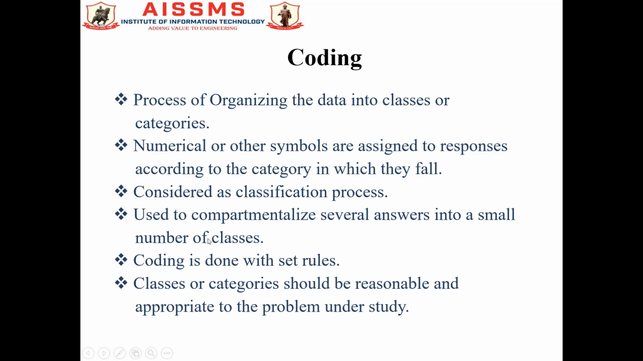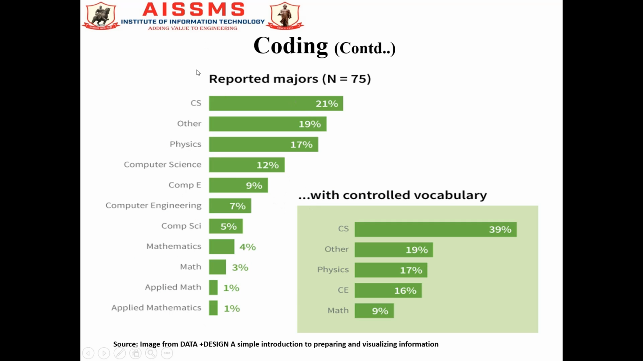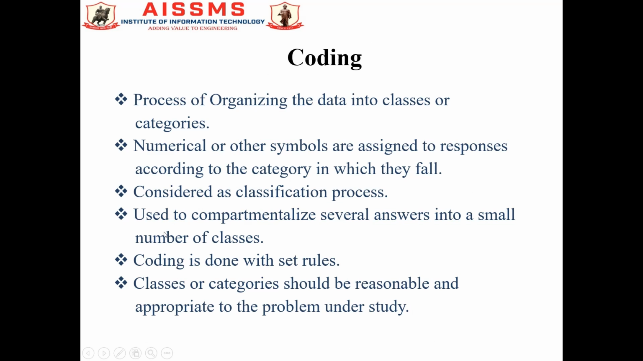So we can make the classification, rather. It is actually considered a classification process, and it is used to compartmentalize several answers into a small number of classes. Like we have done in this example, these various answers have been compartmentalized into five classes, like computer science, computer engineering, CE, physics and mathematics, and others 19%. It is done with some set of rules. Classes or categories should be reasonable and appropriate to the problem under study.